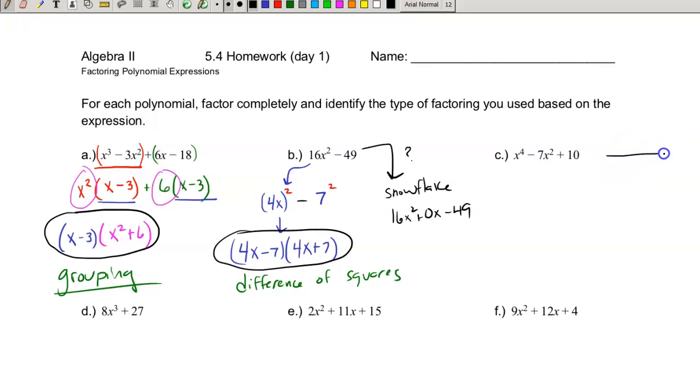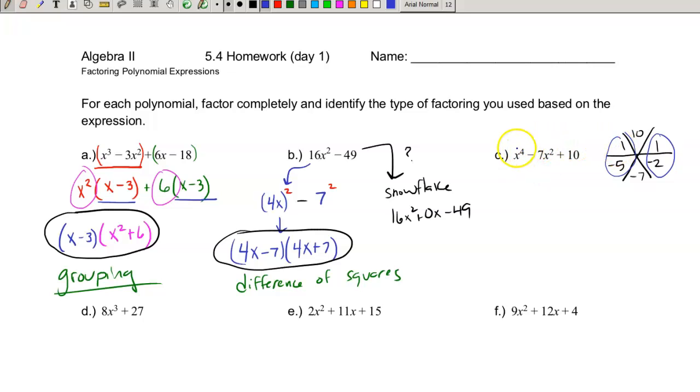So if we do Snowflake here, the A value here is 1 and 1. The C value is 10, or A times C is 10. And the middle term is negative 7. So thinking about what multiplies up to 10 and adds up to negative 7. So we're going to have 5 and 2 would be my two terms there. Both have to be negative, right? So I'm going to have negative 5 times negative 2 is 10, and negative 5 plus negative 2 is negative 7. Those are my terms. You can't reduce these columns, so that's going to be my factoring.